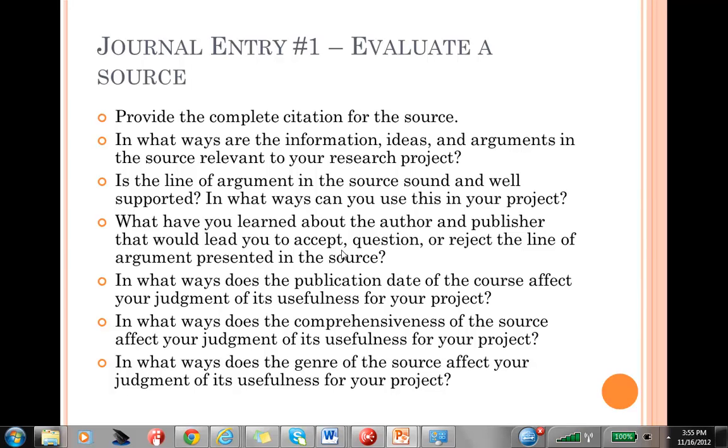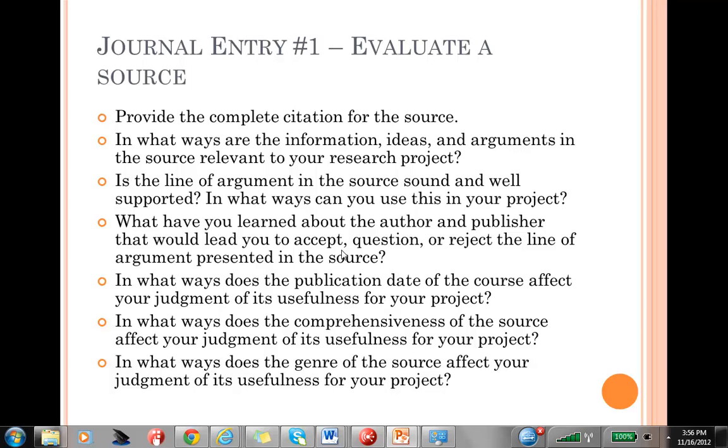So your first journal entry this week is to evaluate a source. I want you to go through all of these questions, and I want you to provide the complete citation for the source, talk about in what ways are the information, ideas, and arguments in the source relevant to your research project. Is the line of arguments in the source sound and well supported? In what ways can you use this in your project? What have you learned about the author and publisher that would lead you to accept, question, or reject the line of argument presented in the source?